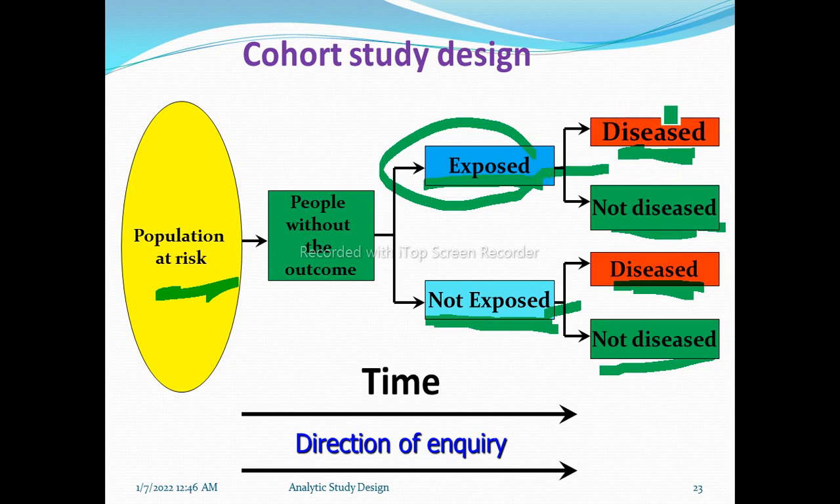In the case-control study, cases and controls are selected, and we go back and observe exposed and non-exposed among cases and among controls. But in the case of cohort, exposed individuals are compared for disease and not disease, and not exposed individuals are compared for disease and not disease. So the time and direction of inquiry are in the future. The study subjects are present at this time and will be followed in the future. So this is known as cohort study design.